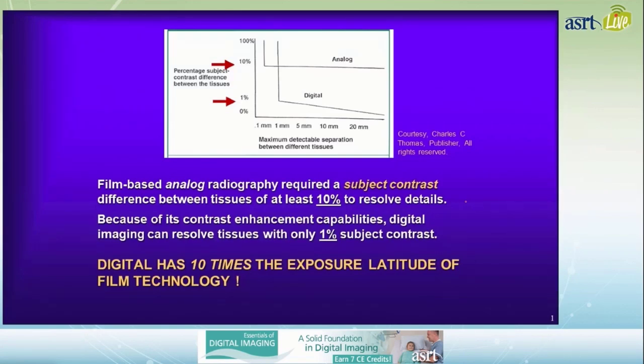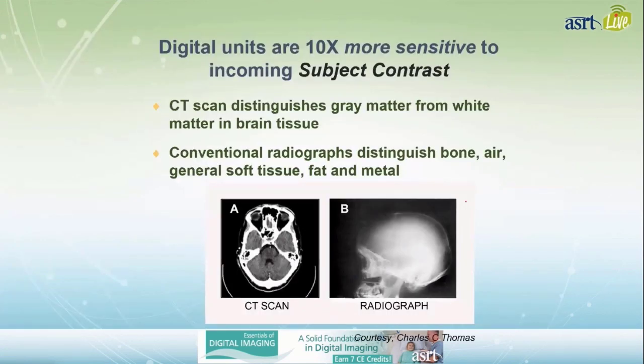So remember that film-based analog radiography required a subject contrast difference between tissues of at least 10% to resolve details. This particular graph is in several of the radiologists' physics textbooks. Because of its contrast enhancement capabilities, digital imaging can resolve tissues with only 1% subject contrast. So digital has 10 times the exposure latitude of film technology. Another way of stating this is digital units are 10 times more sensitive to the incoming subject contrast, and that's why CT can distinguish between gray matter and white matter in the brain, whereas conventional radiographs can't.